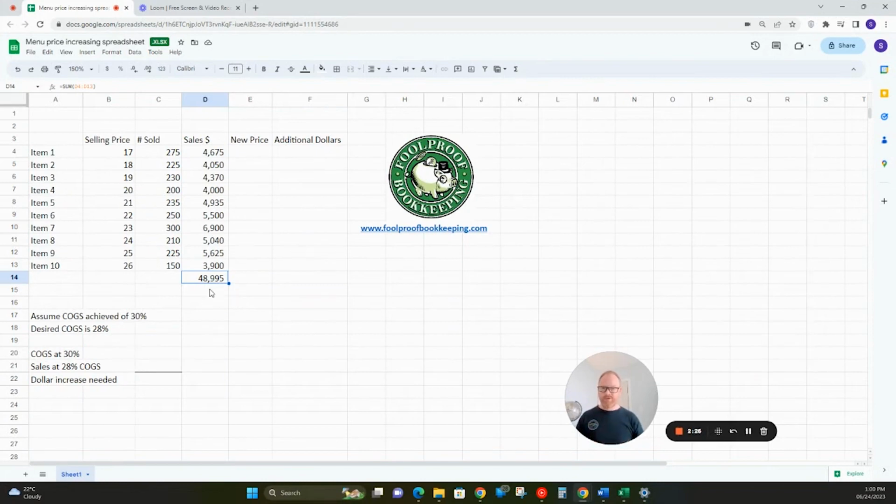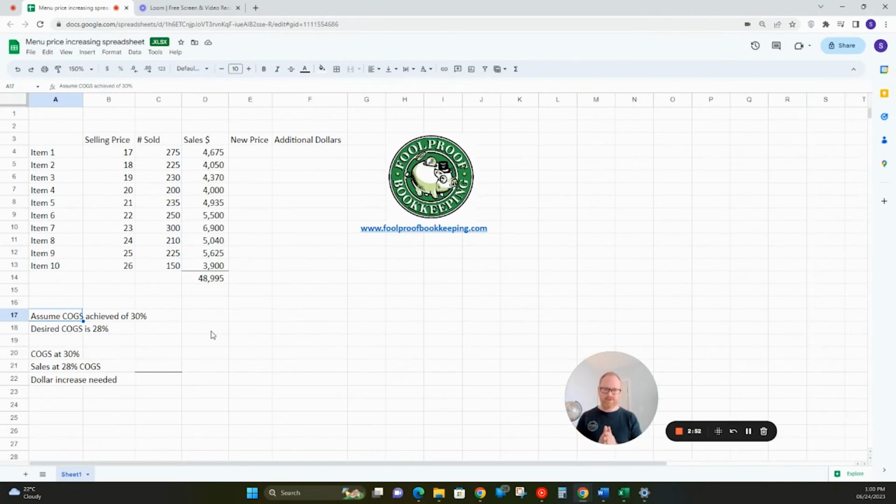So what we want to do is evaluate how much we need to increase menu prices by. For this example, I'm going to assume that we've been able to hit a 30% cost of goods on whatever this menu is, and we've been able to hit that for a few months. We feel comfortable with it. We're having trouble just clicking over that last 2%, and we know that we need to hit 28% because we've done the CVP analysis, the cost volume profit analysis. We've done our forecast.